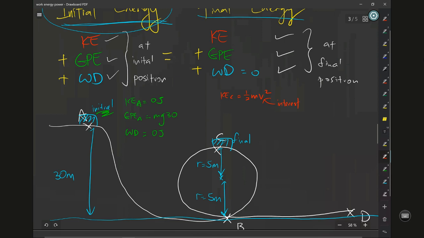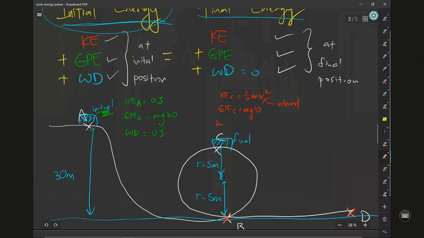What is the GPE at C? Is it at ground zero? No. Is it at the reference point? No. Is it at the lowest point of the entire question? No. The lowest points in the entire question are B and D. But now we are looking at point C. It has a certain height, 10 meters above ground, so it will be mg10.